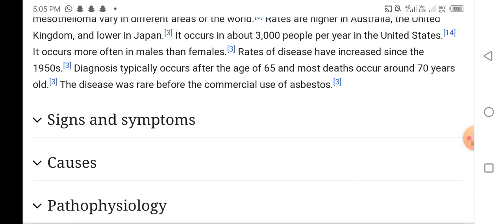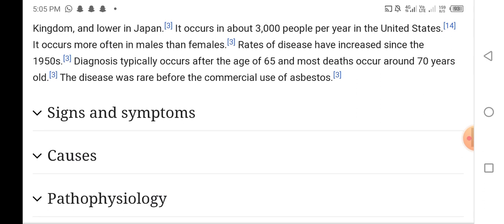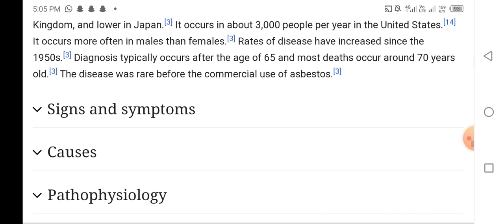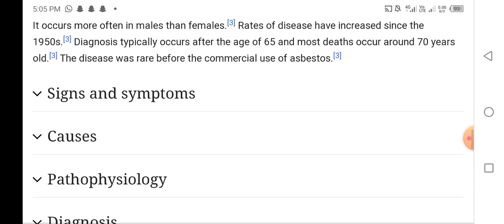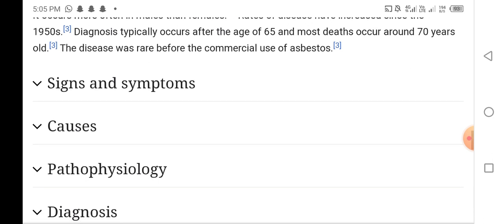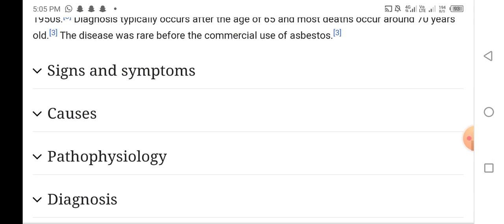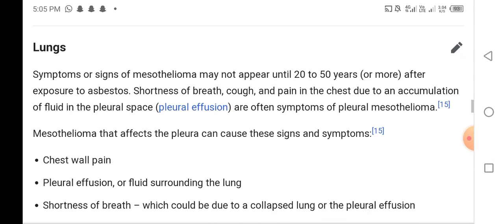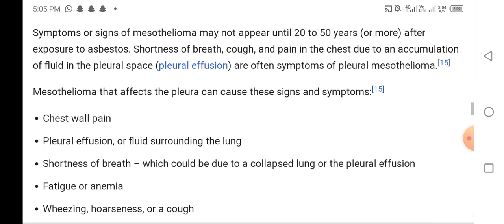It occurs more often in males than females. The rates of disease have increased since 1950. Diagnoses typically occur after the age of 65 and most deaths occur around 70 years old. The disease was rare before the commercial use of asbestos. Symptoms or signs of mesothelioma may not appear until 20 to 50 years after exposure to asbestos.